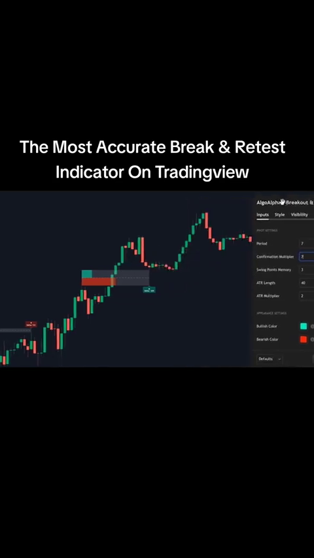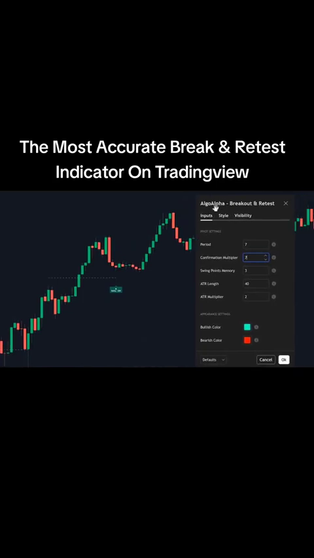This is going to ensure that after a retest has occurred, the signal is going to be printed just one candle later, and I recommend you do the same. The swing point memory basically represents the number of recent swing points to keep in memory for analysis. The ATR length is basically the length of the average true range used for tolerance, and then here we have a multiplier of 2 as well.